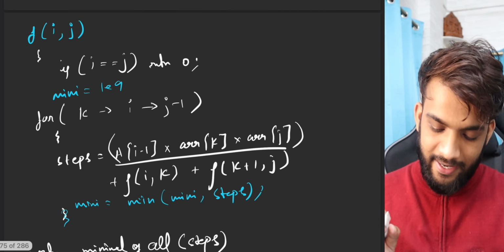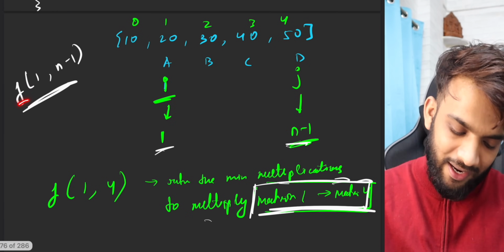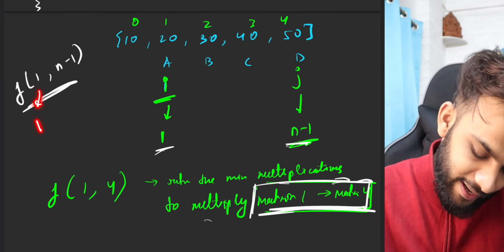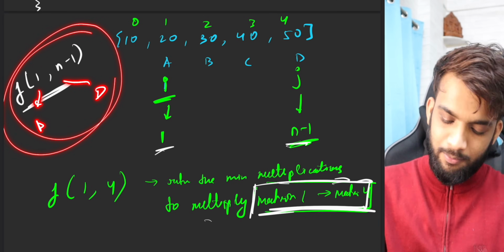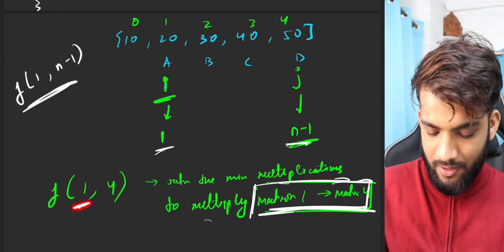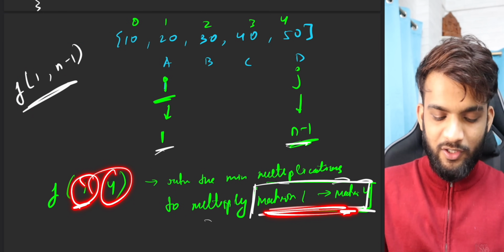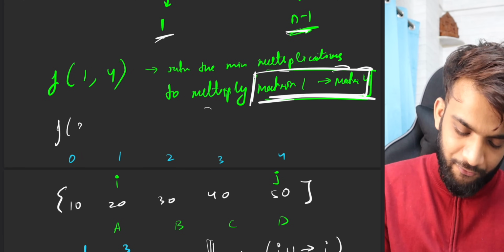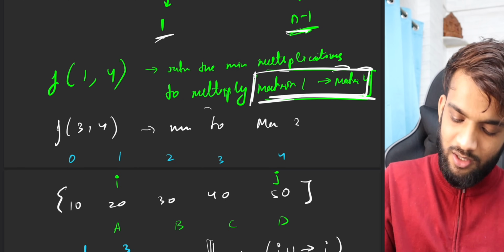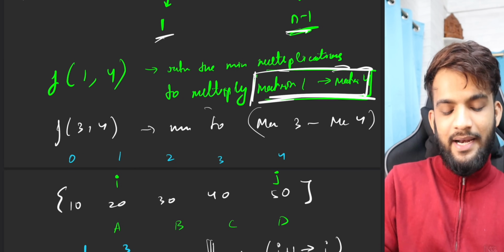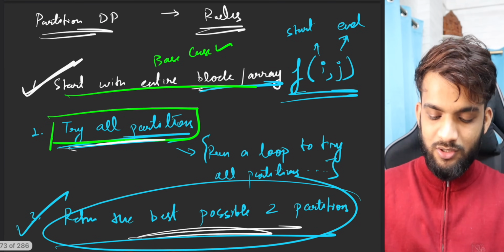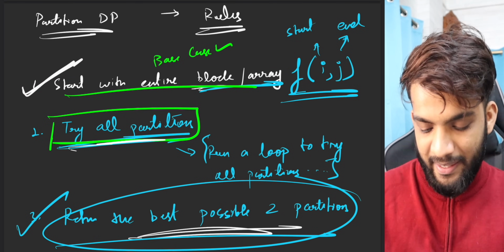You have understood that f of 1 to n minus 1 represents the entire block from A to D. So this means the minimum multiplications to multiply matrix 1 to matrix 4. If this would have been f of 3, 4, it would be the minimum to multiply matrix 3 to matrix 4. As simple as that. Got it? So that's what I wrote as the first case. Start with the block.